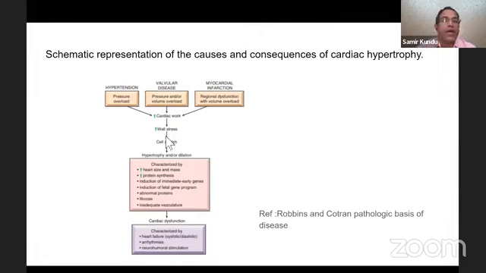So hypertension causes pressure overload, valvular heart disease causes pressure and/or volume overload, and myocardial infarction causes regional dysfunction with volume overload. As a consequence, increased cardiac work, increased cell stretch, hypertrophy and/or dilatation. It is characterized by increased heart size and mass, protein synthesis, abnormal proteins, fibrosis, and inadequate vasculature. These are the consequences of hypertrophy.